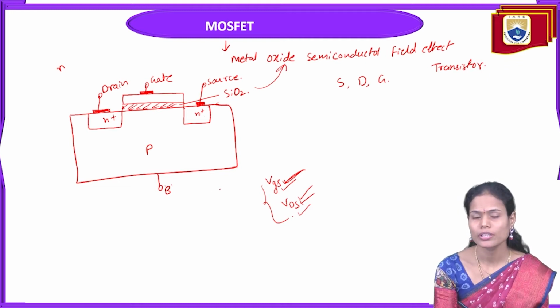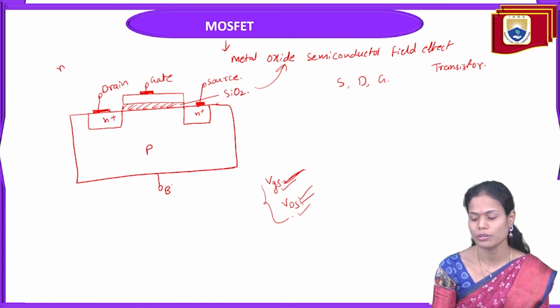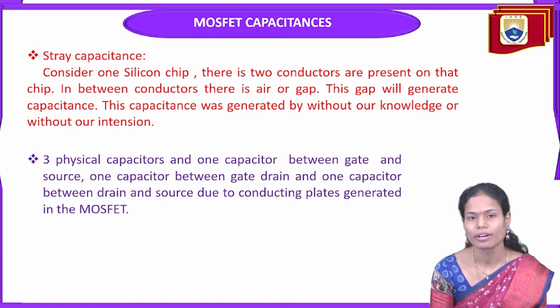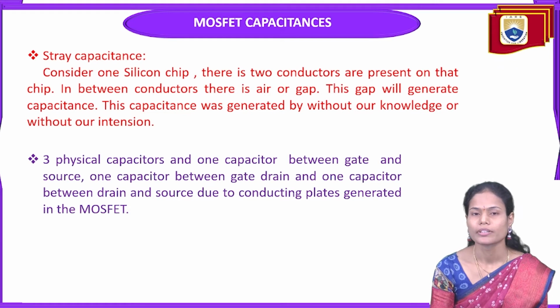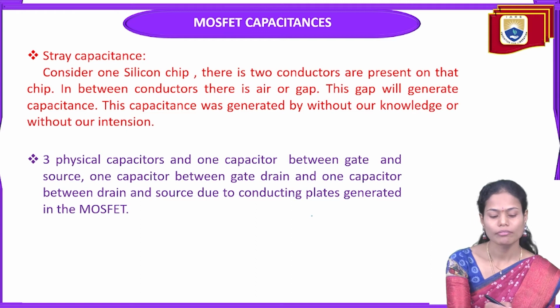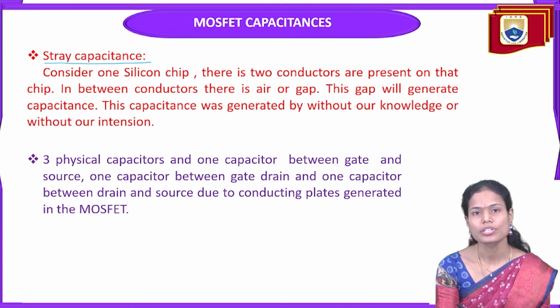So when we are performing operation on the MOSFET, there are some different capacitors existing in the MOSFET. What are those different capacitors? We will see now. If we take any particular device, we have 2 to 3 types of capacitors existing in any type of electronic circuit. One type of capacitance we can expect in any device is stray capacitance. So what is meant by this stray capacitance?